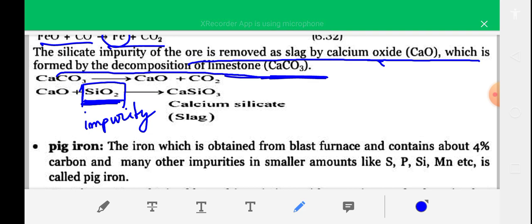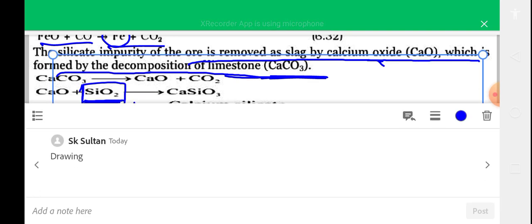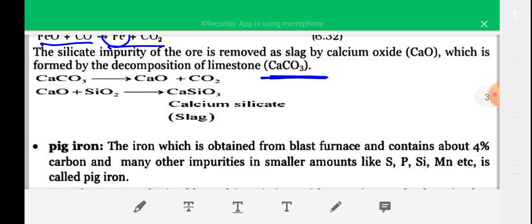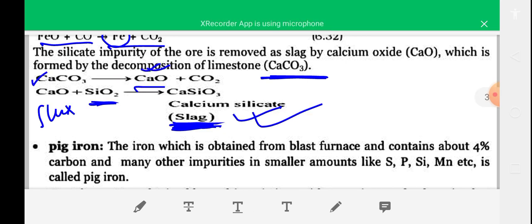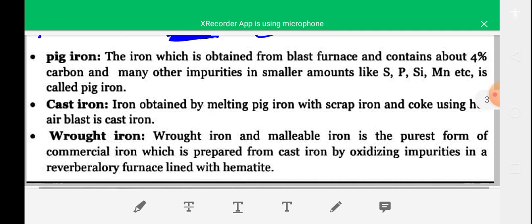So actually limestone CaCO3 is used as flux, which decomposes to give CaO and CO2, and this CaO, a basic flux, reacts with impurities like SiO2 to give calcium silicate, which is slag, a lighter material that will float over the iron metal and be separated. Okay, so this is carbon reduction of iron in blast furnace.